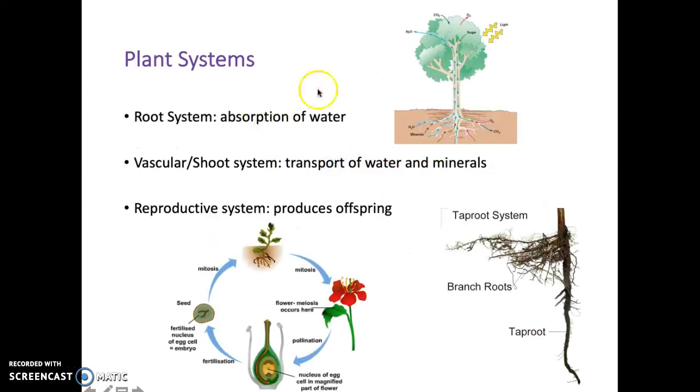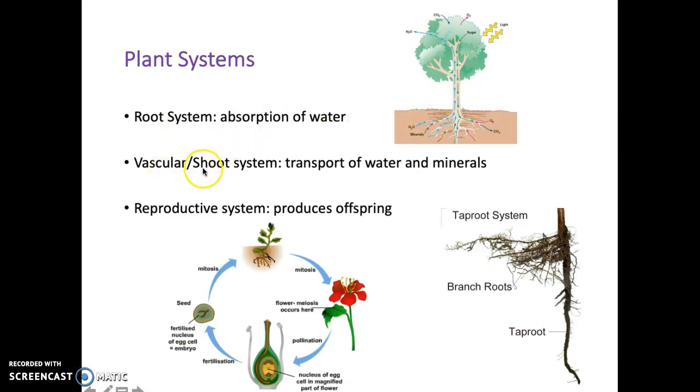So let's go over the 3 main systems that we're going to be discussing today. The first one is the root system. The root system is basically anything that is below the ground. So any roots that the plant has are part of its root system, and the main job of it is to absorb water, and later on that water will be transported up to the leaves. But again, the only job roots do is just to absorb water.